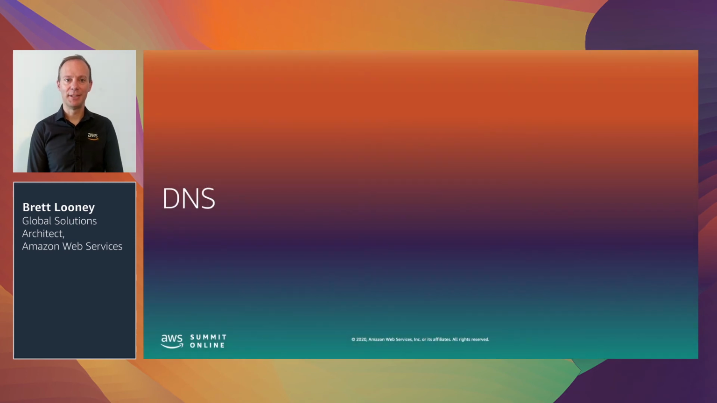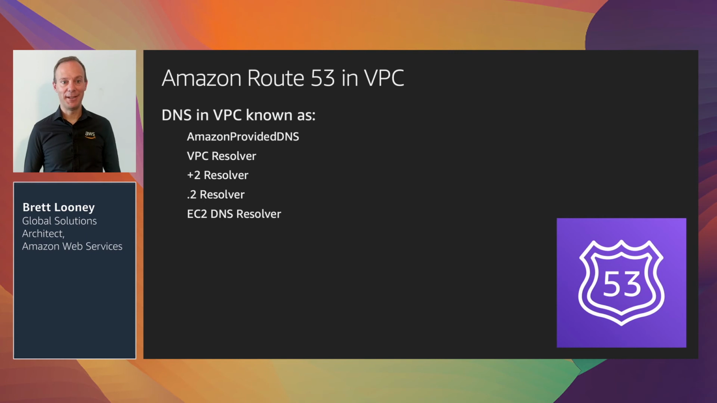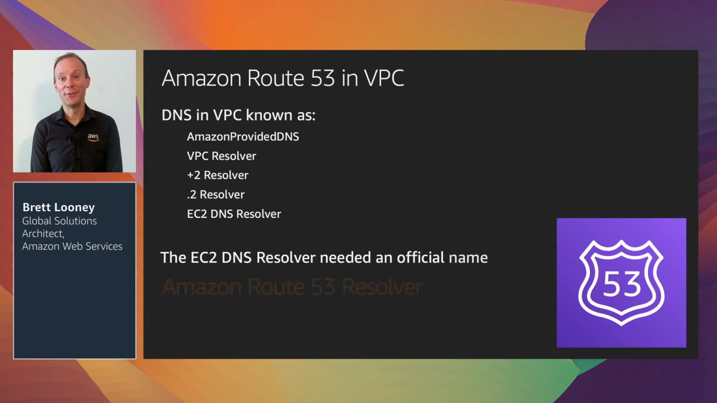Okay, let's move on to DNS. Route 53 has been available in AWS for a long time, and DNS inside of VPC had a bunch of different names depending on who you were talking to or where it was in the documentation. So you know what, we gave it an official name, and here it is, the Amazon Route 53 Resolver.